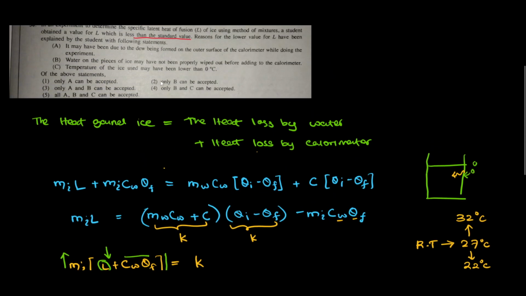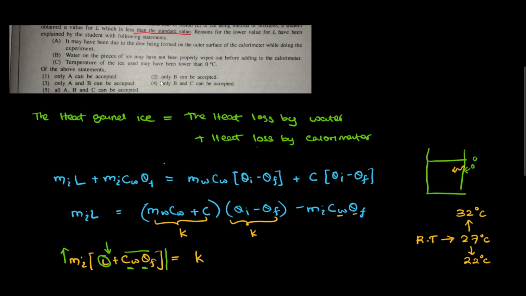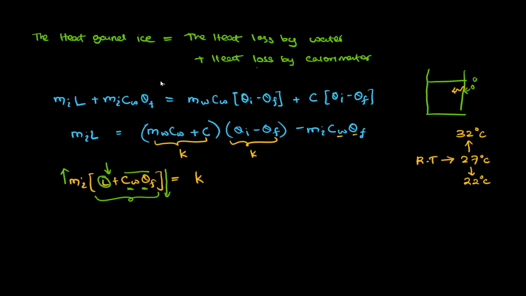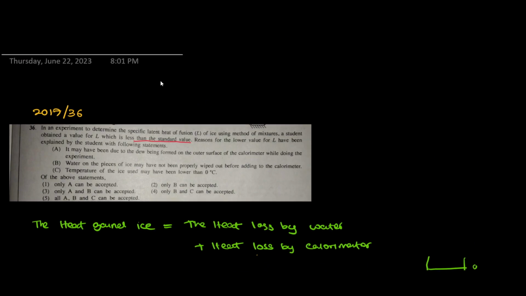Now, statement A. As I mentioned, because of this dew being formed, it will release energy. That energy is absorbed by the ice to melt. So if dew is not formed, it will melt a little ice. When dew is formed, that additional energy will be melting a little more ice. Therefore, Mi increases, L decreases. Then A is an acceptable answer.